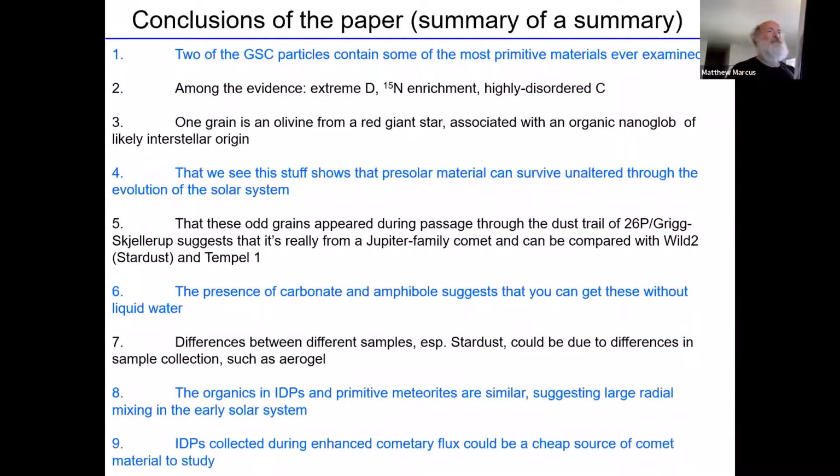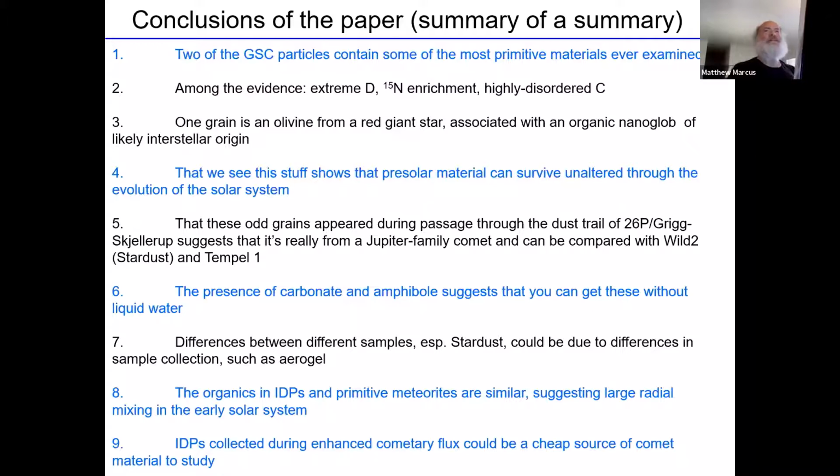Now this is a long paper with a summary consisting of 9 long paragraphs and a lot of reasoning. So this is but a summary of the summary. And the blue are the most salient points, therefore a summary of a summary of a summary. So we have that 2 of these particles contain some of the most primitive materials ever seen. That we see this kind of stuff shows that pre-solar material can survive the long history of the formation and evolution of the solar system.